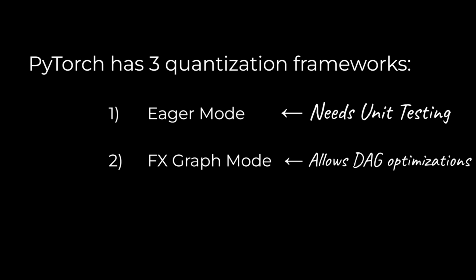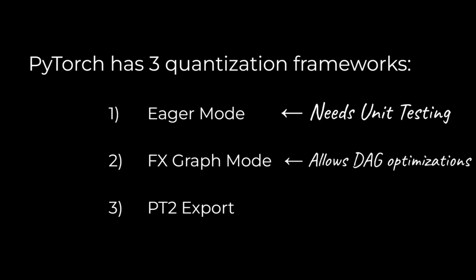And then the third quantization framework is Torch Export. Torch Export is very much a work in progress. It's also leaning graph-based and is very much part of the Torch 2.0 ecosystem. But in this talk, I'm going to be going over the theory of eager mode, because I think a lot of people who do quantization do it in eager mode.